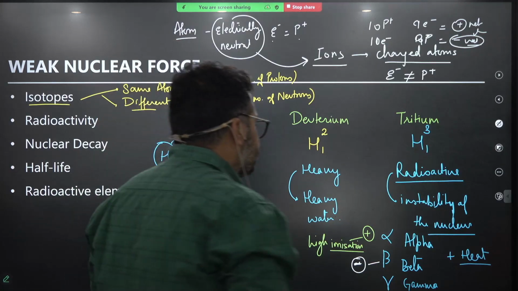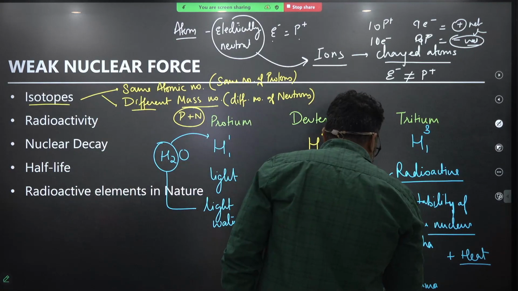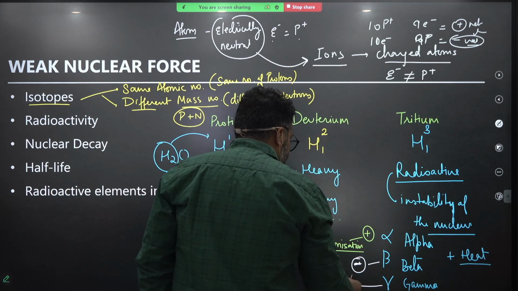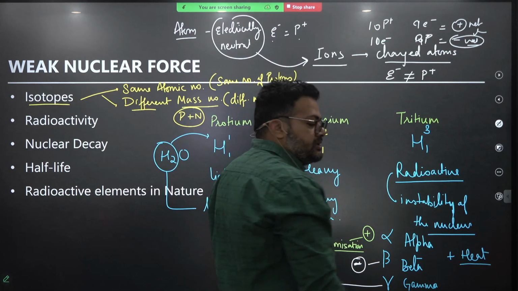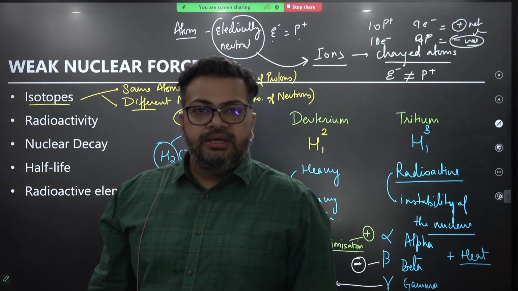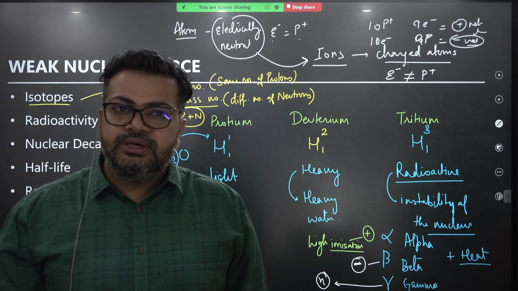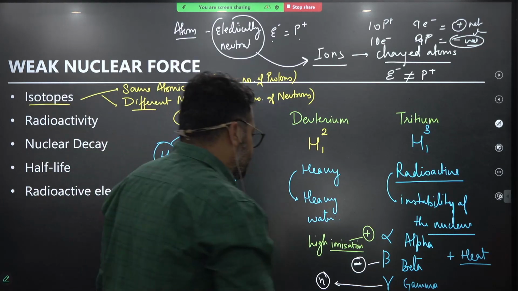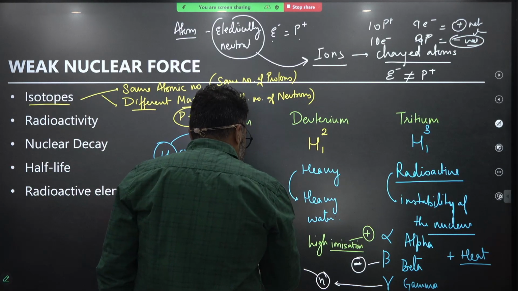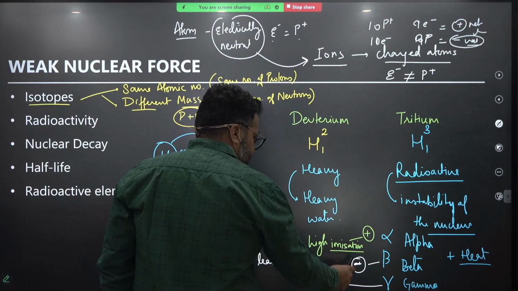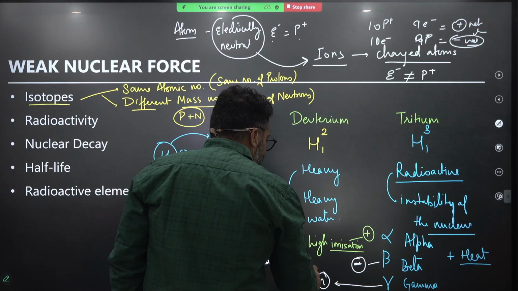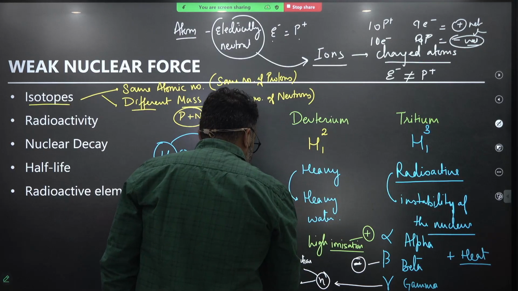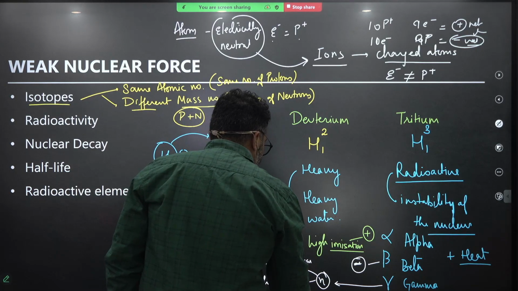And now guys, last is gamma. Gamma particles are technically not particles, they are radiations, and they are neutral. Gamma rays do not have any charge, right? Because of their neutral nature, they have the least ionization power out of alpha, beta, gamma. But guys, gamma rays have the highest penetrating power.